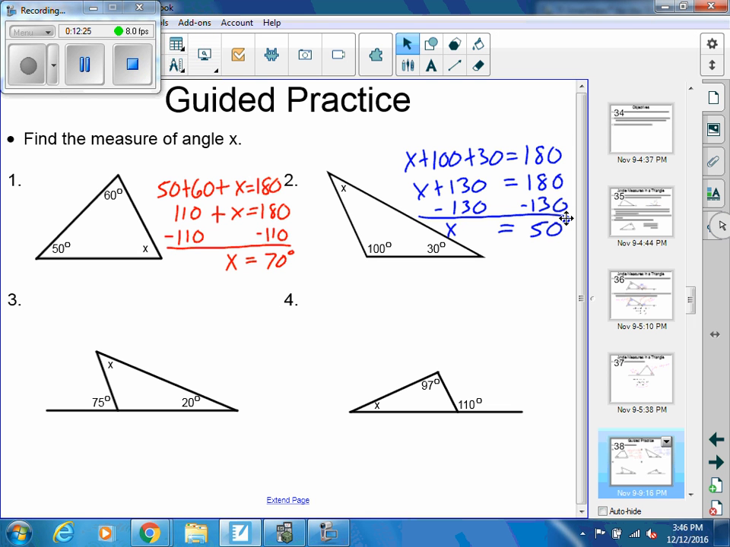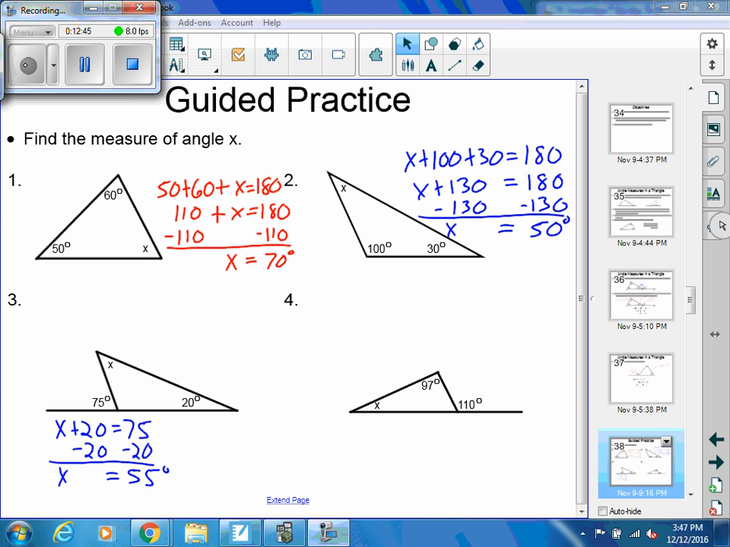All right, now number 3, we have an exterior angle and we need to know one of the non-adjacent interior angles. So remember, the 2 non-adjacent interior angles will add up to the exterior angle. So here's what that would look like. What we have here is x plus 20 is going to equal 75. Again, the 2 non-adjacent interior angles add up to the exterior angle. Subtract the 20. 75 minus 20 is 55.